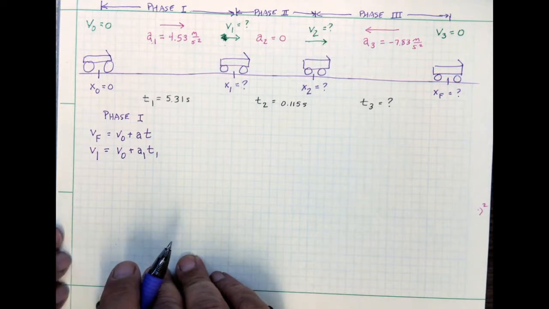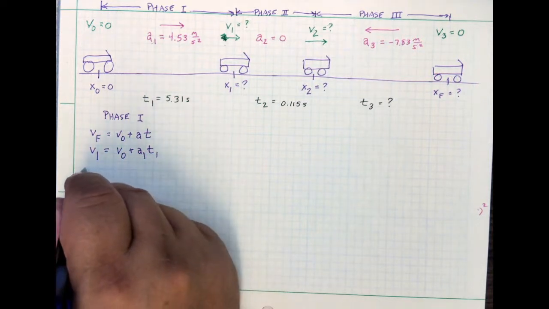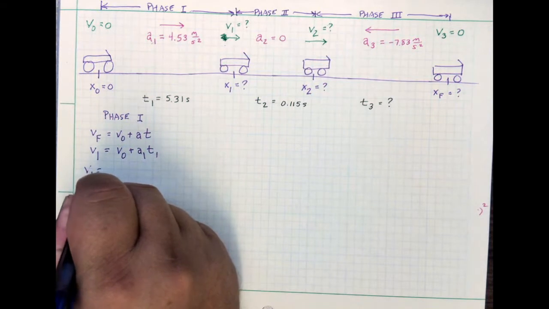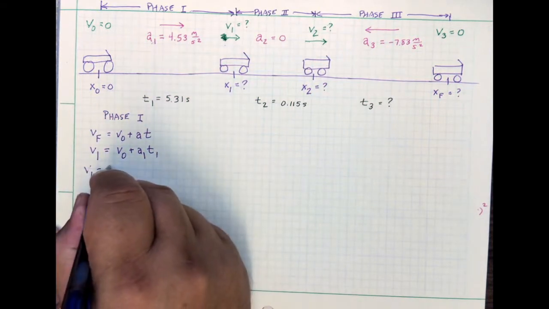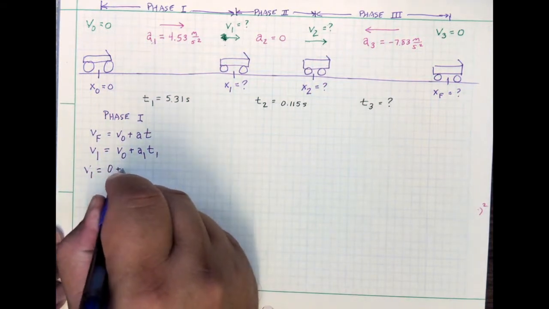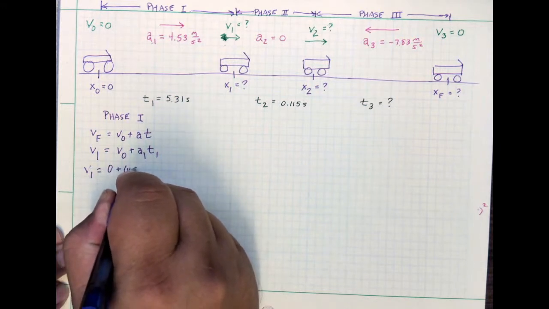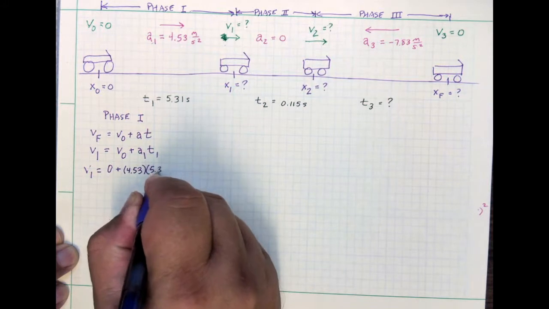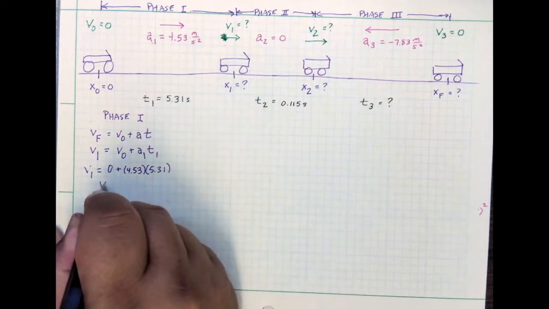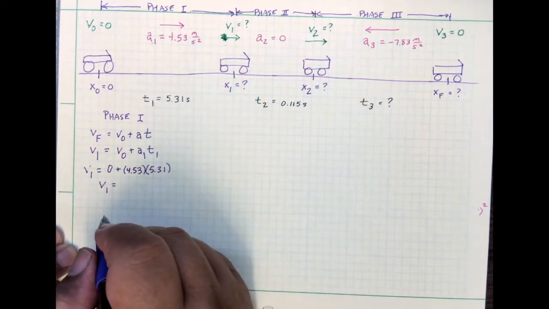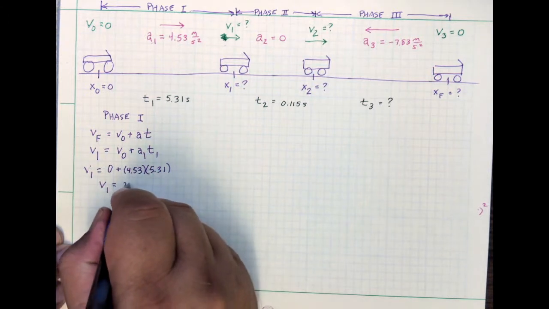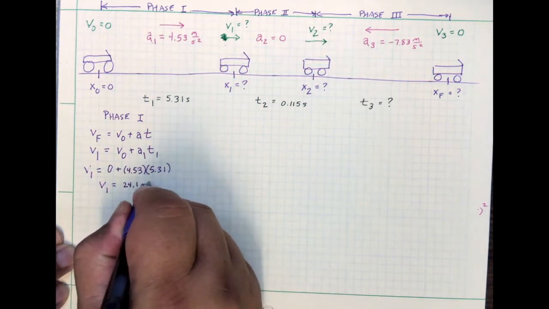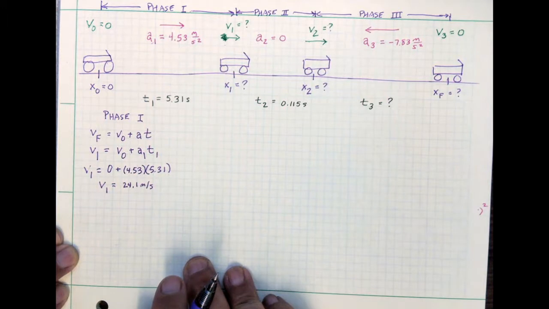Well, now we can plug in our numbers here from our diagram. v1 is our unknown. v0 is 0. a is 4.53. The time is 5.31. So we can easily find that the velocity at the end of phase 1 is 24.1 meters per second to 3 significant figures.